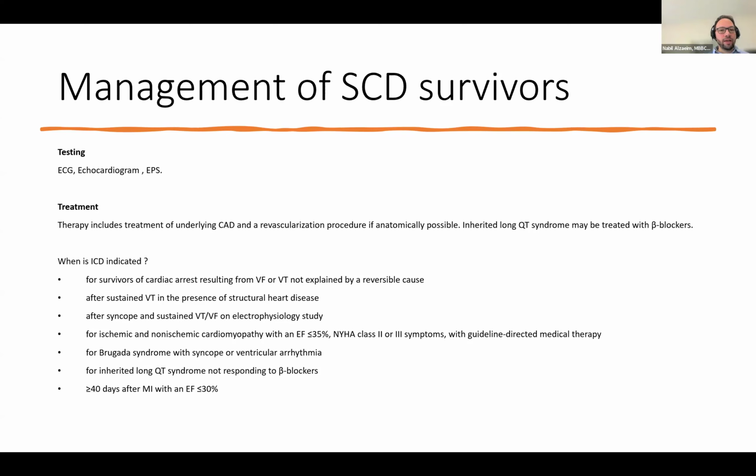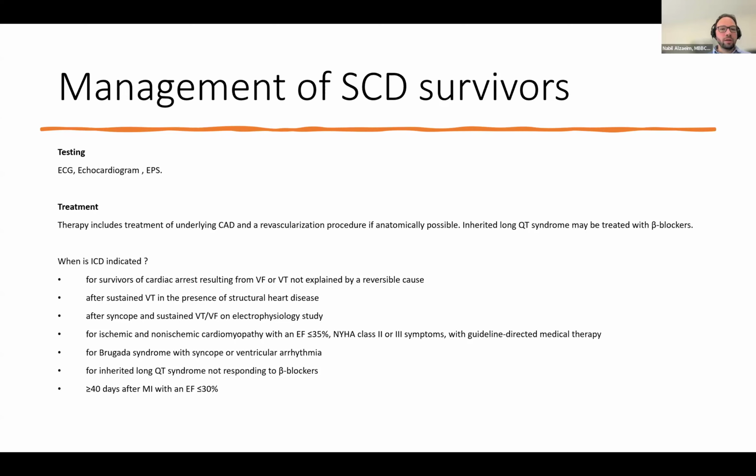After sustained VTAC in presence of structural heart disease, so this is secondary prevention, so we need to do the ICD because the risk of developing more recurrence will be high. After syncope or sustained VTAC or VFib on electrophysiological study, the EPS. For ischemic or non-ischemic cardiomyopathy with low ejection fraction below 35%.